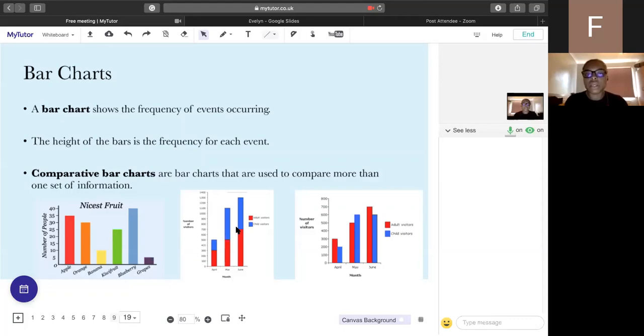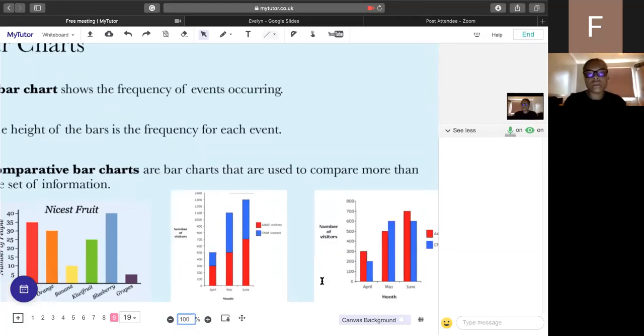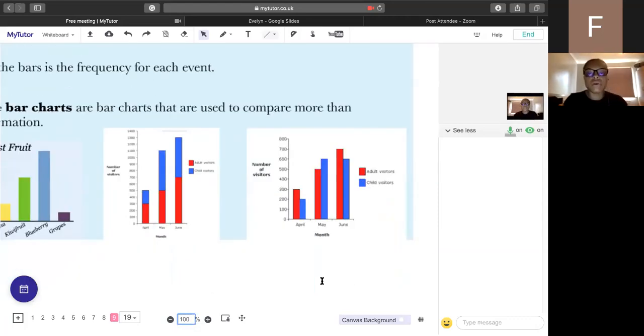Now the other type of bar charts you could come across in your exam is comparative bar charts. These bar charts are used to compare more than one set of information. So if I zoom in here as well. Here, both of these are exactly the same data. They're just displayed differently. They're both showing the number of visitors in a given month, and they've separated child visitors and adult visitors.